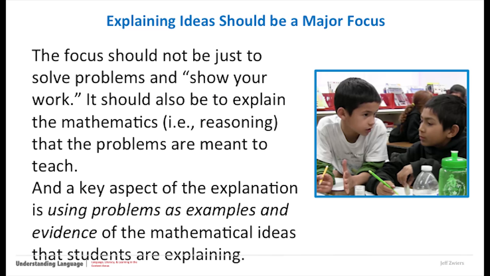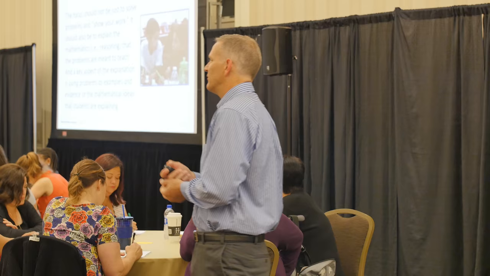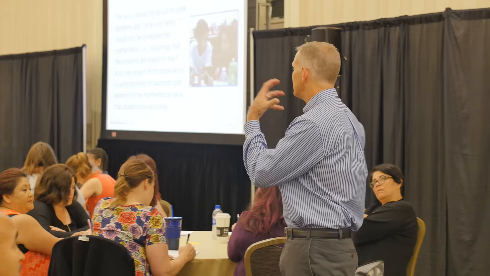All right, so I've probably already been alluding to this, but the focus should not be just to solve problems and show your work. It should be to explain mathematics, the reasoning that the problems are meant to teach. And a key aspect of explanation is using problems as examples and evidence of the mathematical ideas that students are explaining. And I'm going to have you guys do that. This is the idea that I'm building: here's a problem or problems that we've been doing, and this is how the problems work to support this idea, all right?